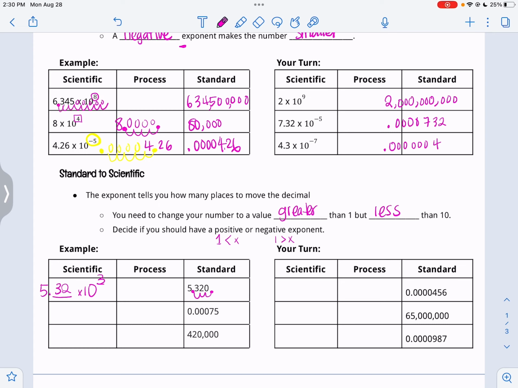Next one, 0.00075. This number is less than 1, so I know my exponent will be a negative number. Okay, let's move the decimals 1, 2, 3, 4 times to the right. And I have a 7.5, which is greater than 1 but less than 10. But since my original number was less than 1, I should have a negative exponent.